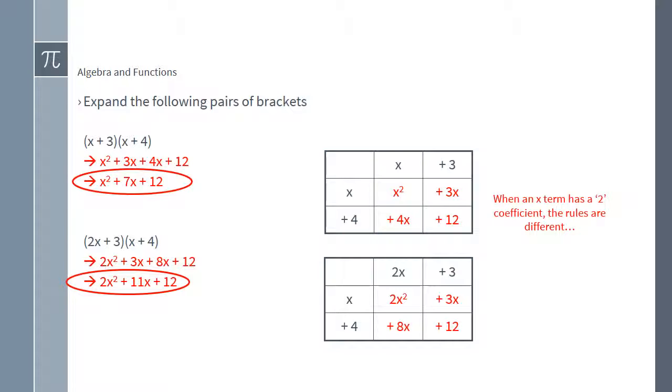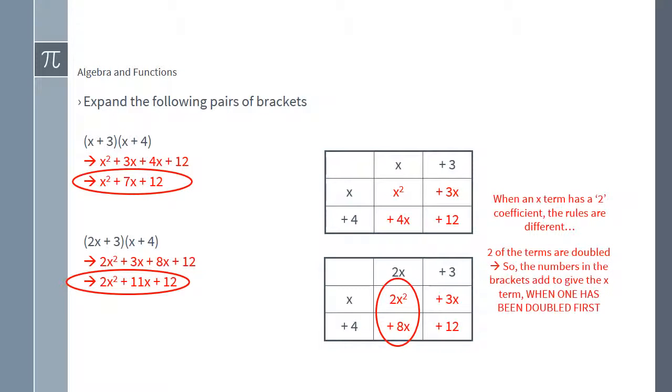When an x squared has a 2 coefficient, the rules are different. Two of the terms are doubled. In this case, it's those terms there that have been doubled. So the numbers in the brackets add to give the x term when one of them has been doubled first.